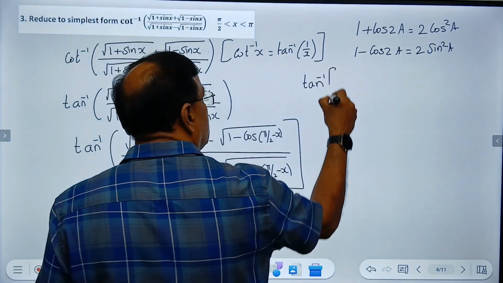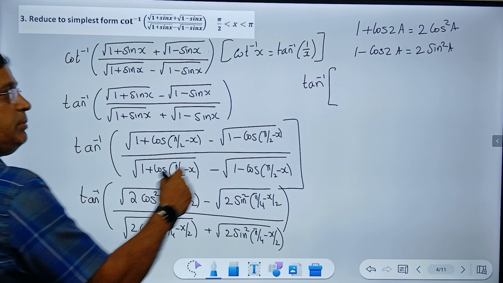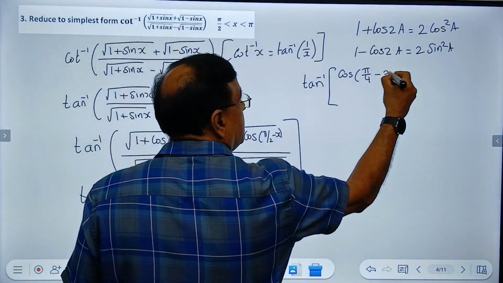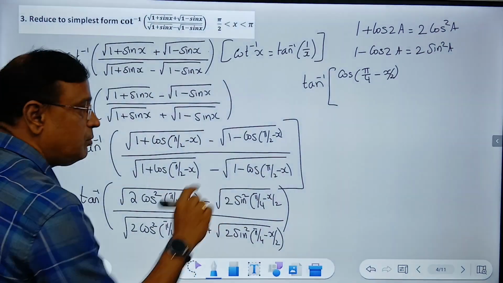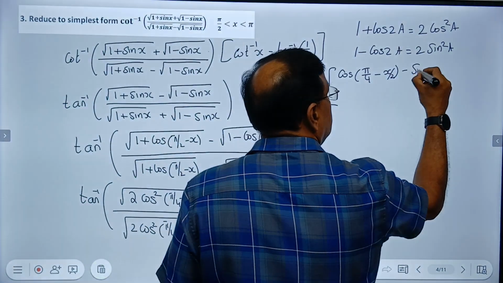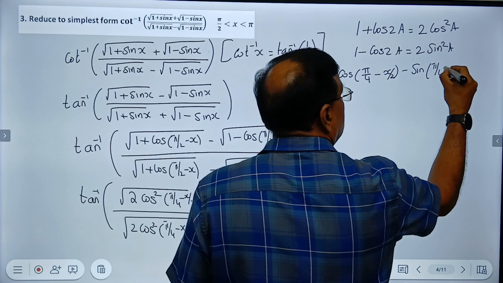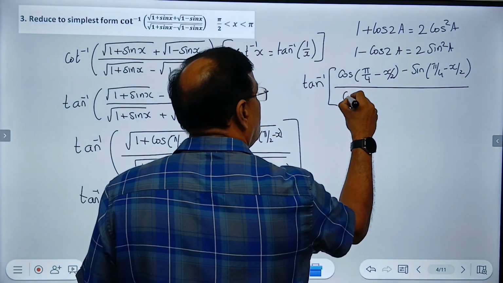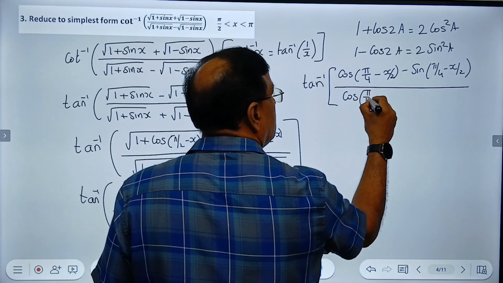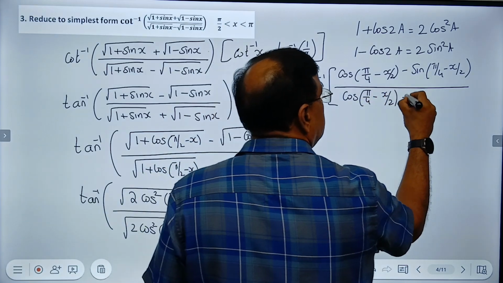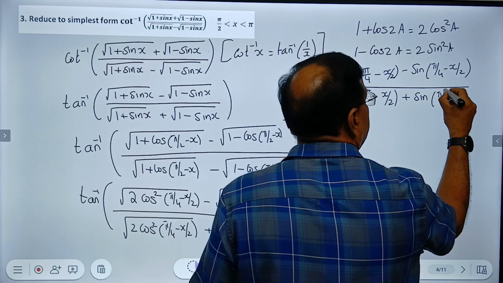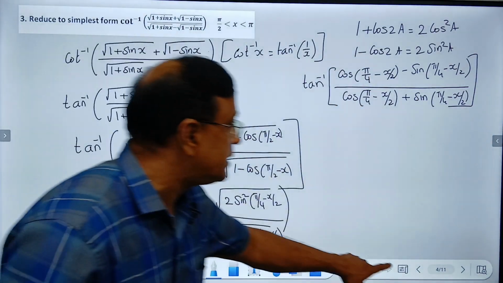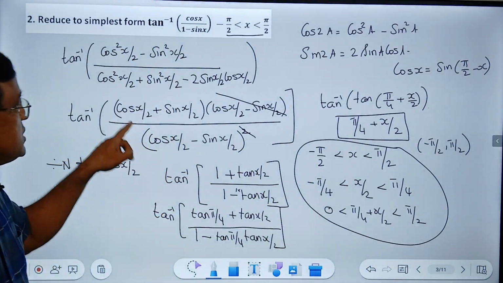So it is tan inverse of root of cos square will be cos. So it will be cos pi by 4 minus x by 2. And what about this? This will be minus sine pi by 4 minus x by 2 divided by cos pi by 4 minus x by 2. This will be sine pi by 4 minus x by 2. Simple, isn't it? Now this is exactly like the previous question where you got a situation like this.